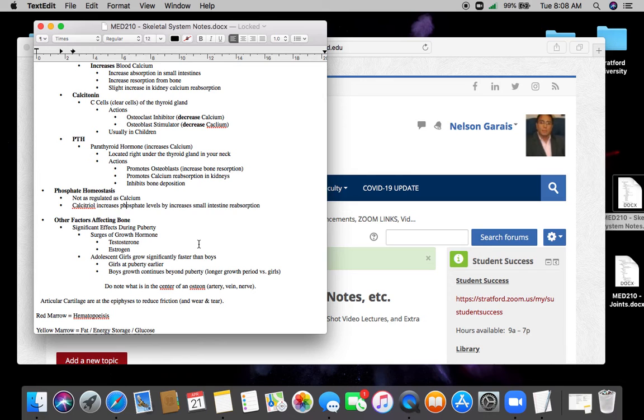Calcitriol also increases phosphate levels, and remember, increased phosphate levels increase osteoblast activity. It'll create more bone. It'll create more strength. Other factors: testosterone, estrogen, and I also mentioned gravity and exercise, and also moderate levels of trauma. Because if someone plays football a lot, or plays a sport that's kind of rough, there's going to be a little bit more bone deposition.